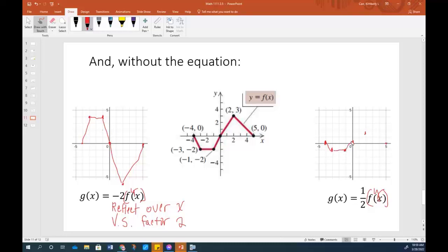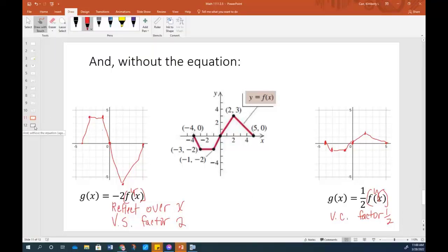So when we have the 1/2 in front, that was a vertical compression, and the factor is 1/2. It is now half as stretched out vertically as it used to be, half of that vertical distance.